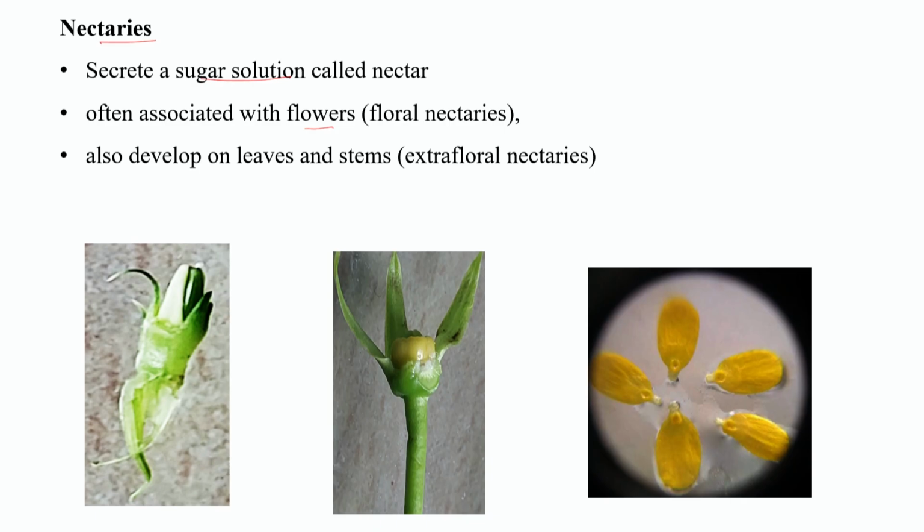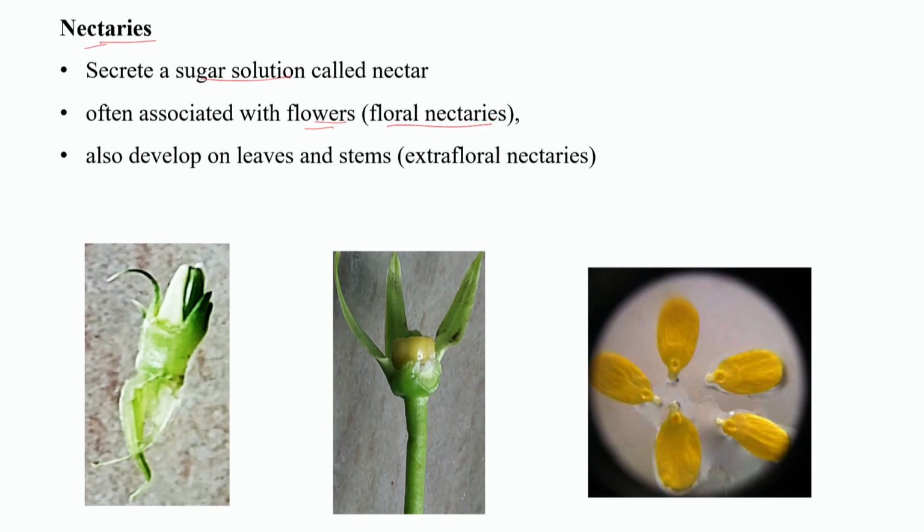Flower is a reproductive organ, so it will contain those reproductive structures. They want the pollen grains to be pollinated, and insects are one of the agents with which pollen grains are pollinated. Like they have attractive, multicolored petals to attract the insect, and along with that they also secrete nectars to attract the insect. Now, these which are associated with flowers are known as floral nectaries.